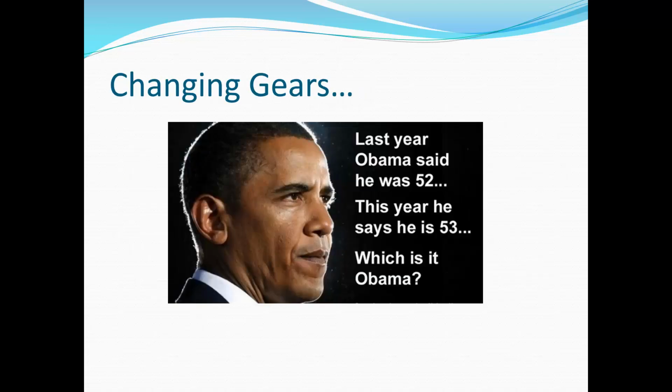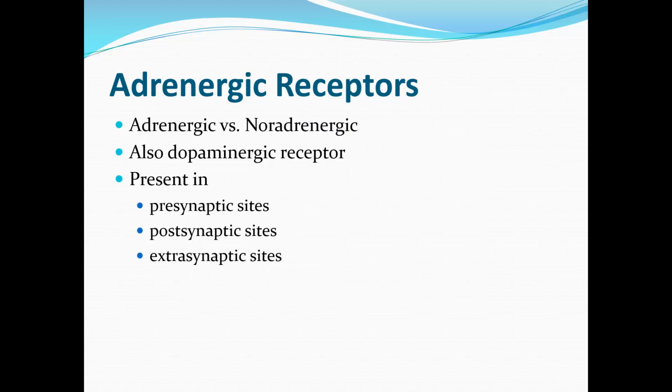Alright, so let's change some gears. Talked about the muscarinic receptor, the cholinergic receptor. Let's talk about the adrenergic receptors now. The adrenergic receptors are called adrenergic or noradrenergic, and this is based on if they respond to epinephrine or adrenaline or norepinephrine. So if they're stimulated primarily by epinephrine, adrenergic. If it's norepinephrine, noradrenergic. There's also the dopamine receptor, but the role of the dopaminergic receptor is very controversial because there is no peripheral dopaminergic neuron, but the receptors are there.